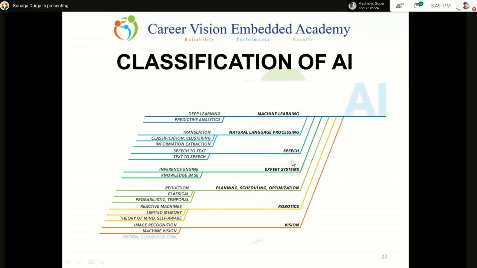Next are expert systems, where you have a large database in which you want to solve certain problems or analyze the trends in that data. Using this database knowledge, you apply it to a real-time problem and then get a solution. This is expert systems.